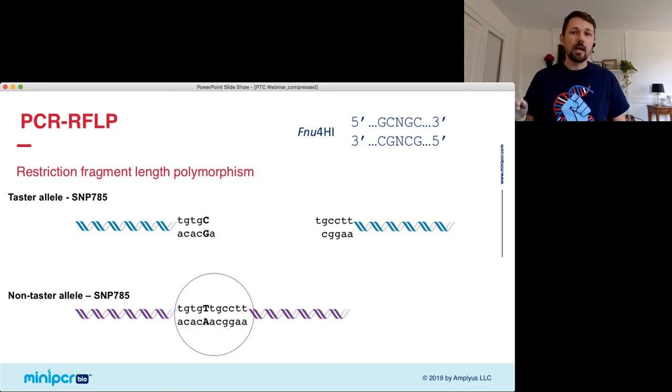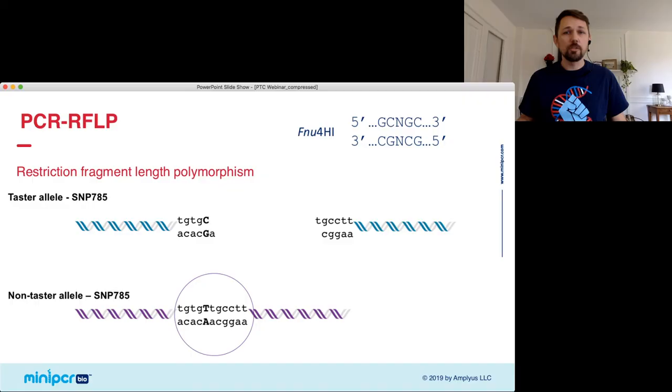So we can use that restriction fragment length polymorphism as a diagnostic. And that's what that RFLP stands for. Restriction fragment. We've made fragments, and it's another form of polymorphism. So it's another place where these 2 things are different.